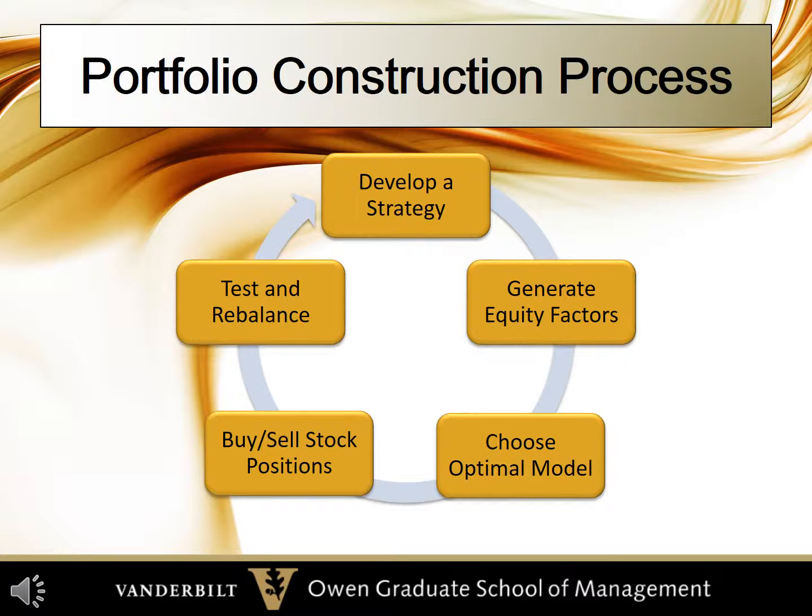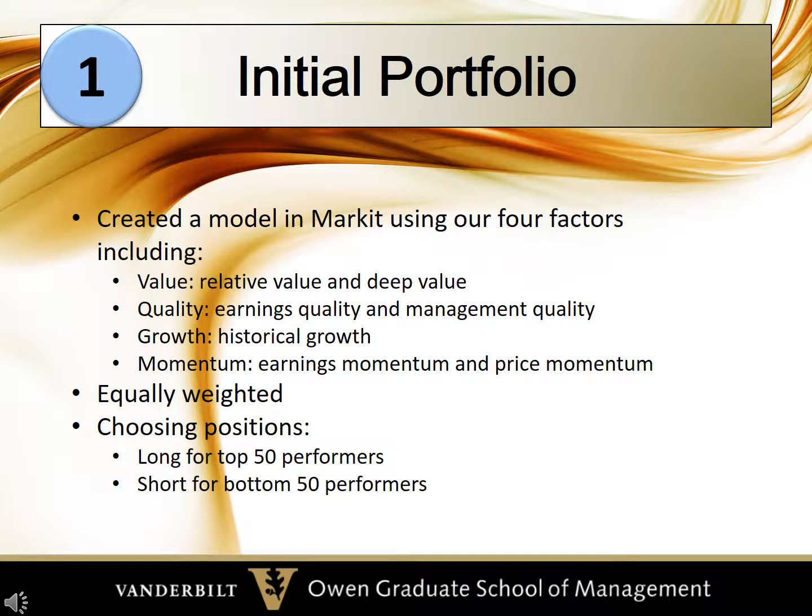And then once our initial portfolio was created, we periodically tested and rebalanced our model in order to continually advance and improve our portfolio. After we developed our strategy, we then needed to build our model. Using the market software and the four main factors we discussed earlier, we created a number of different models. To determine what the best model was, we looked at the returns and standard deviation in order to maximize our Sharpe ratio.